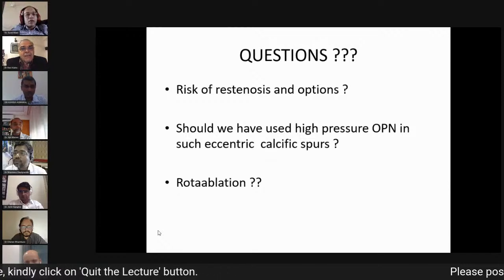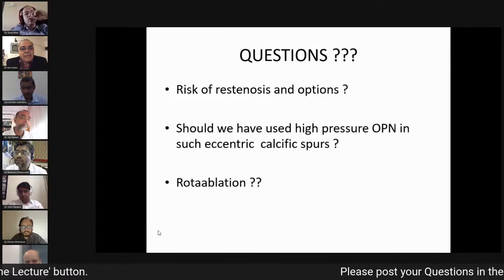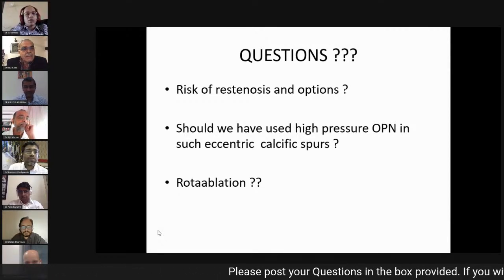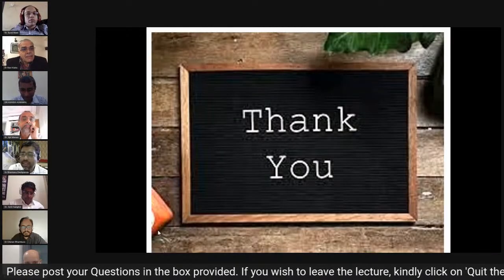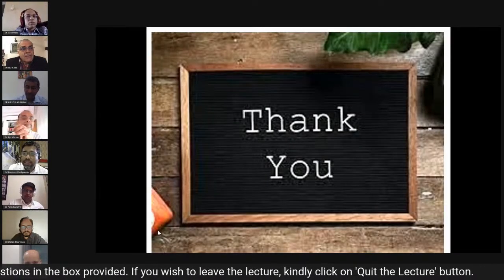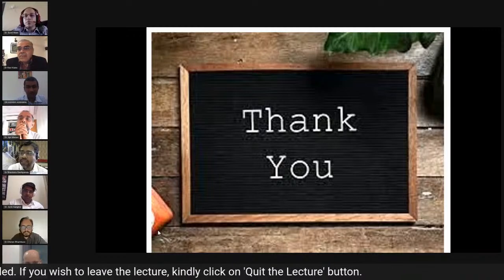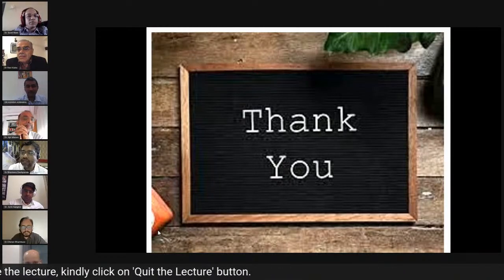High pressure OPN we already discussed. Rota, I think we have already discussed. So I will probably invite comments, we can have a little bit of discussion on IVL here. There are some questions: how many pulses can be given maximum in a case where we don't have expansion after 80 pulses?